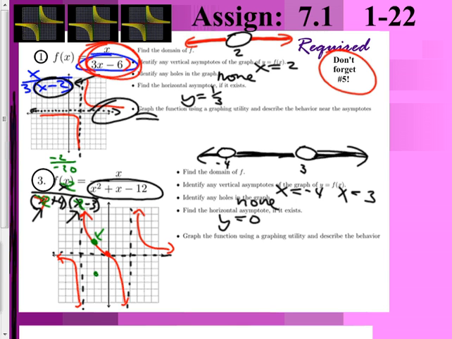The XY chart is your best friend on graphing. I've said that since the beginning. XY is your best friend in graphing. If I want the y-intercept, stick in x equals 0. If you want the x-intercept, stick in y equals 0 and solve it the other way.